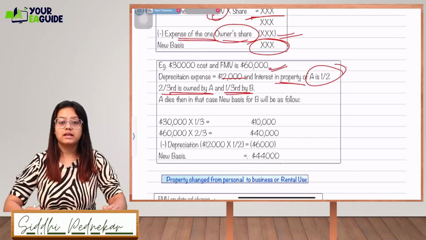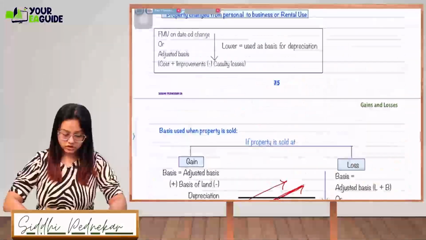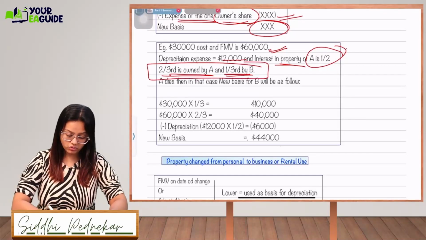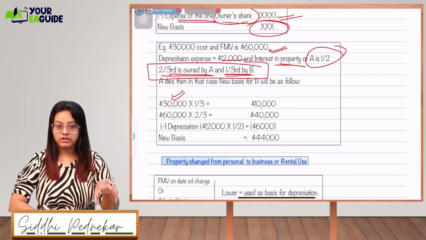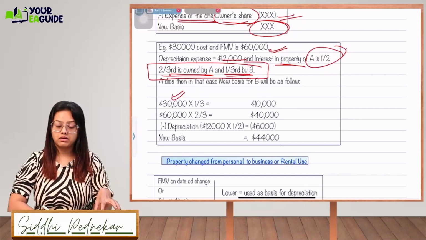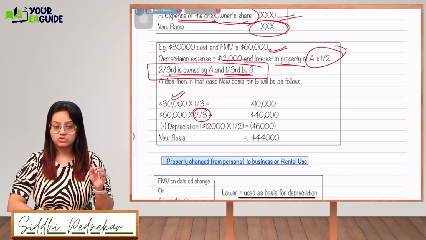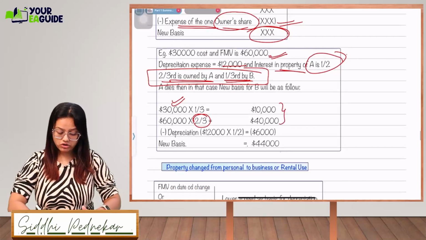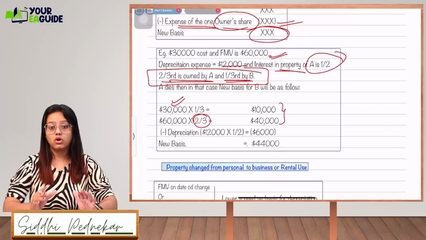A dies, then in that case, new basis for B will be, first you are going to calculate the ownership. Multiply the ownership share of the person who is alive by the cost, and take the FMV for the person who is dead. The person who is dead is having 2/3 share. So 2/3 into FMV, 1/3 into the cost. Take this much amount. You are going to reduce whatever expense on the owner's basis.